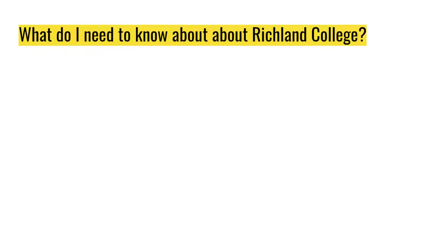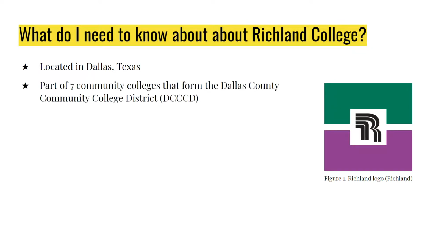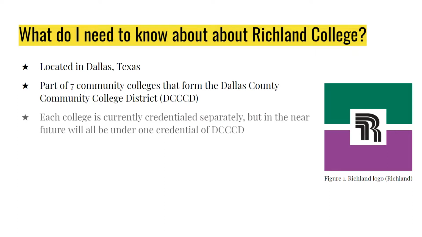What do you need to know about Richland College? It is located in Dallas, Texas. It is part of 7 community colleges that form the Dallas County Community College District, or DCCD. Try saying that 5 times fast. Each college is currently credentialed separately, but in the very near future, the colleges will all be under one credential of DCCD, and you can bet that will impact how the library is run.